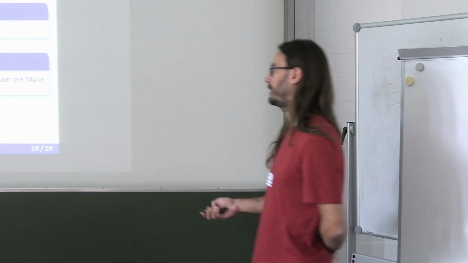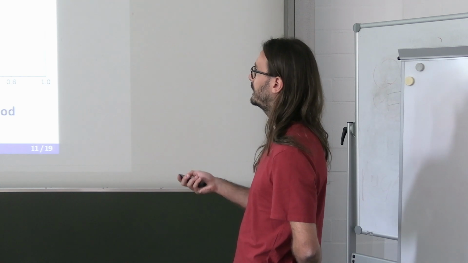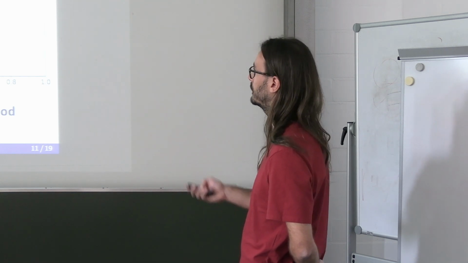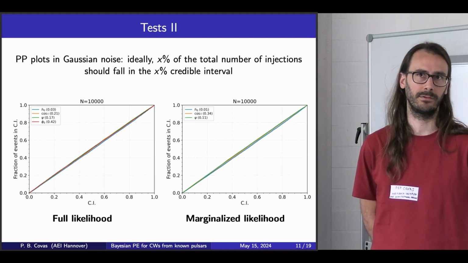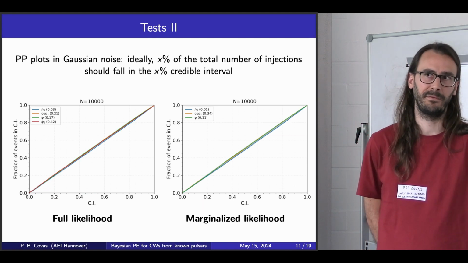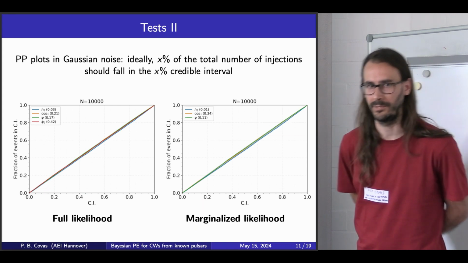No, so for the PP plots, these are only simulated signals on top of Gaussian noise. For the hardware injections you only have 15 of them, and also we don't know what the prior distribution was that was used to draw their parameters. So we cannot do PP plots. I see.